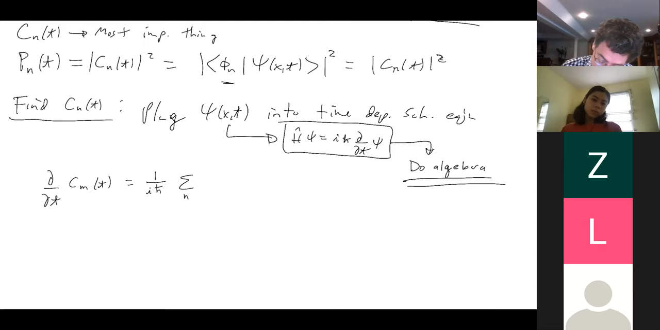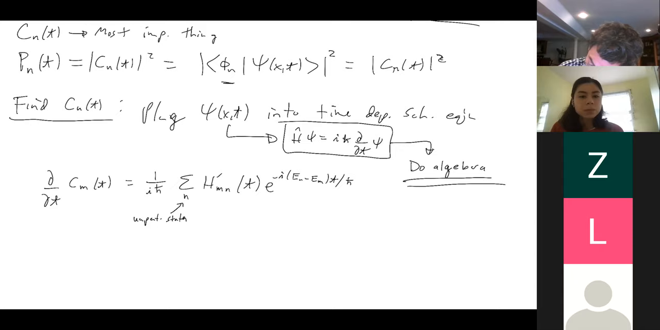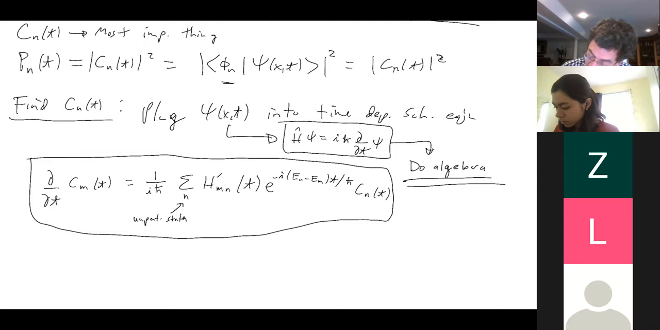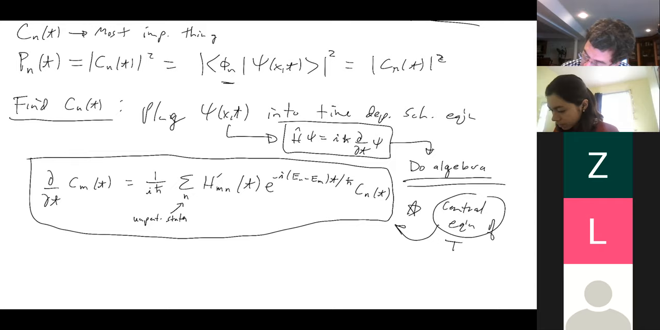all the unperturbed states. And then we have this matrix element of the perturbation that connects the nth state to the mth state. It's a function of time, times e to the negative i (e_n minus e_m) t over h bar, c_n of t. Okay, so I would say that this is really the main central equation for time-dependent perturbation theory. So I'll just call that the central equation. I don't think other people call it that, but I'll call it that. It's a central equation of time-dependent perturbation theory, TDPT.